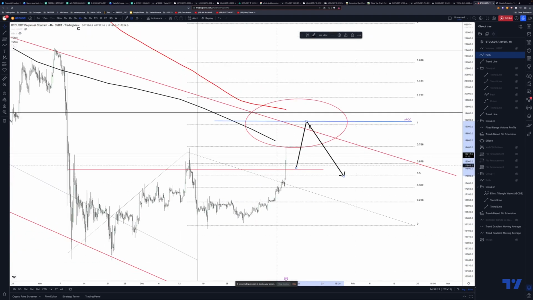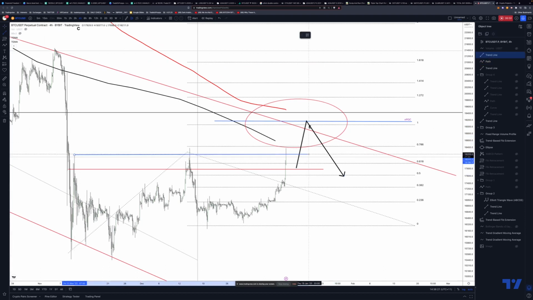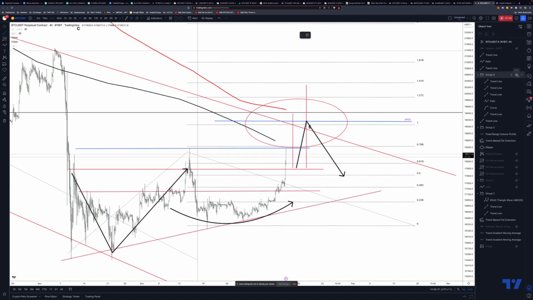So we already got a rejection there based on the wicks. So this is pretty much a double top. Now we're not finished yet because, like I said, where is it? Here we go. This is the initial. You might range here for a while. I don't think it'll range too much.